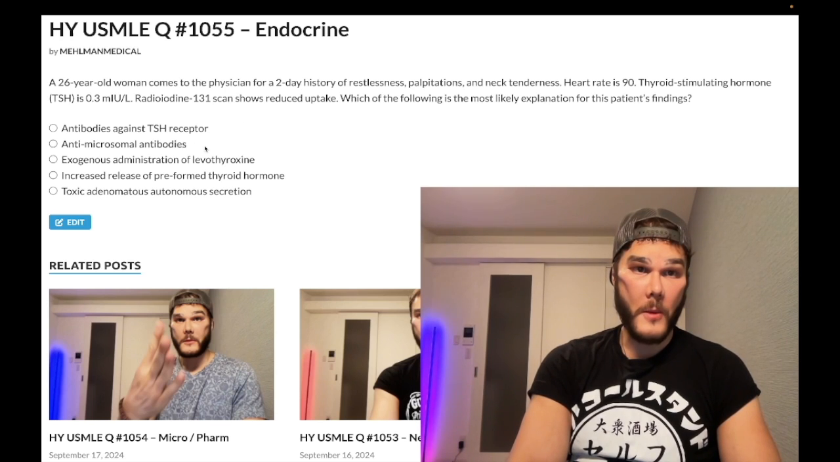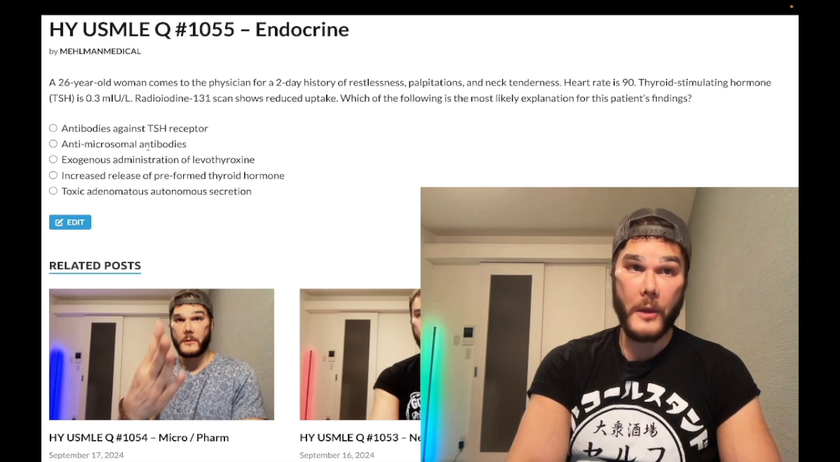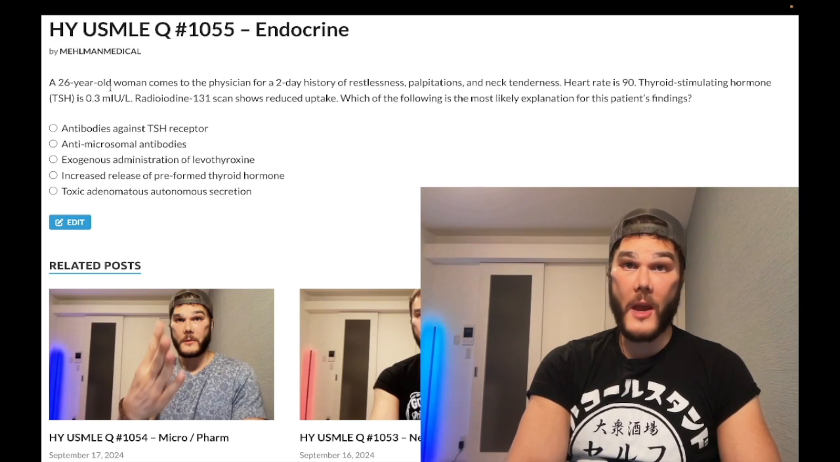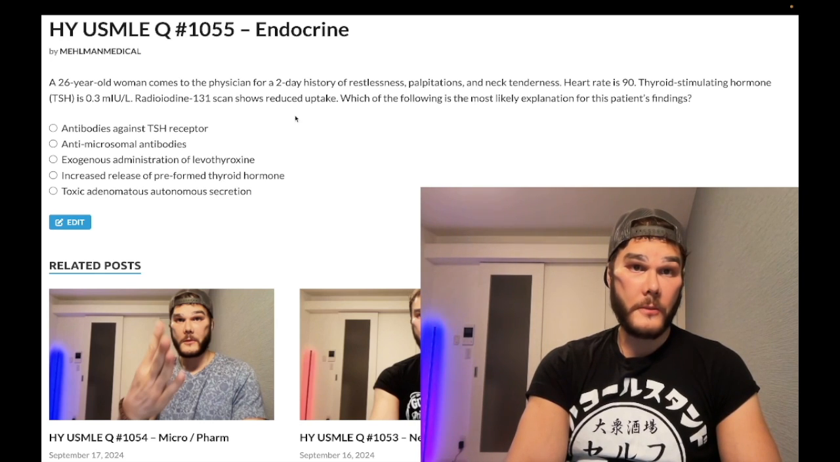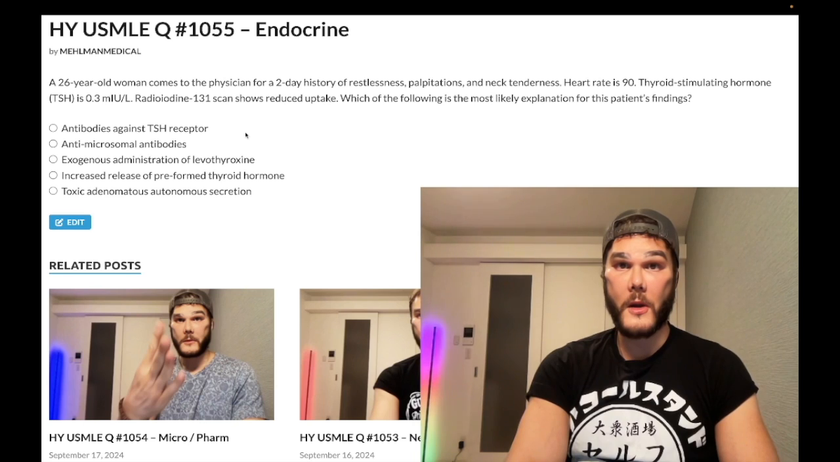Choice B, antimicrosomal antibodies, wrong fucking answer. So this refers to Hashimoto thyroiditis. These are AKA anti-thyroperoxidase antibodies, can also have anti-thyroglobulin. So you'd have hypothyroidism, your TSH should be elevated, and you'd have, as we have here, diffusely or just reduced uptake into the thyroid gland. Wrong fucking answer.